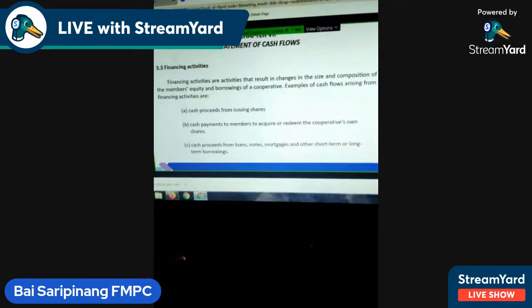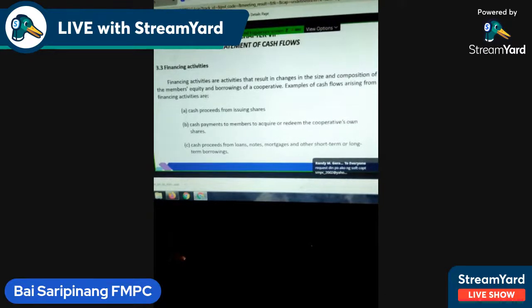Now, the third activity in the statement of cash flow is what we call the financing activities. What are these financing activities? Just the same, we did not change its inclusions or definitions. These are activities that result in changes in the size and composition of the members' equity and borrowings. The effect of borrowings of a cooperative is our financing activities.